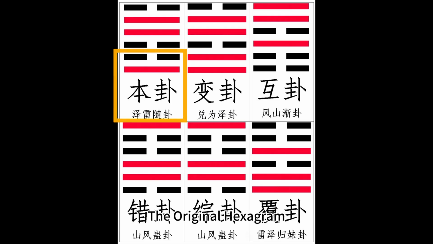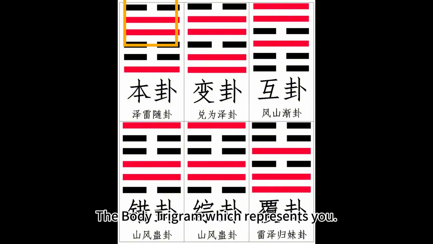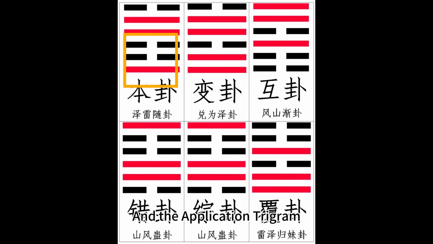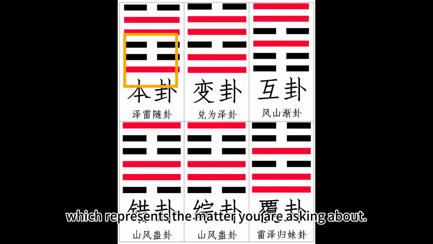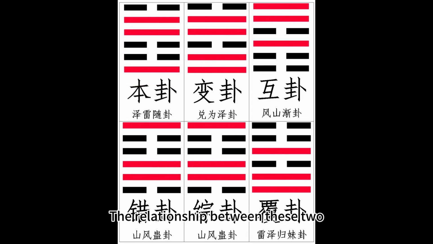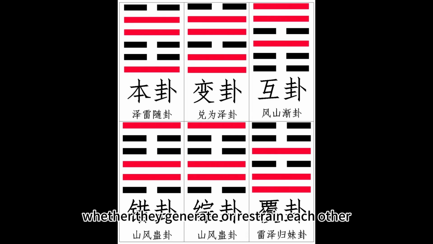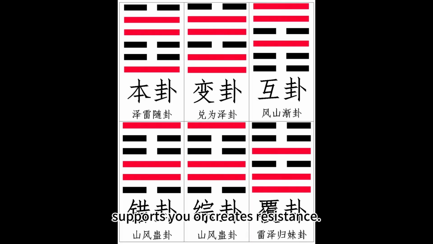The original hexagram. First, the original hexagram. This is the hexagram you obtain when casting the divination. It represents the current situation. It contains 2 parts. The body trigram, which represents you, and the application trigram, which represents the matter you are asking about. The relationship between these two, whether they generate or restrain each other, tells you immediately whether the situation supports you or creates resistance.